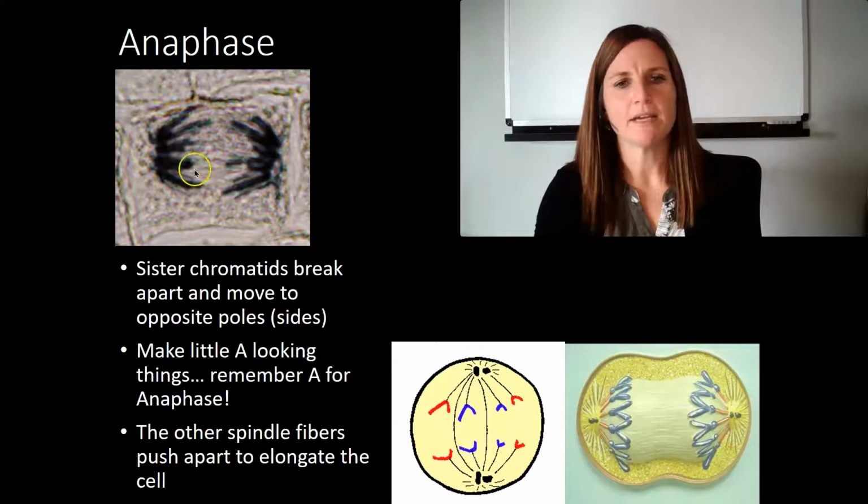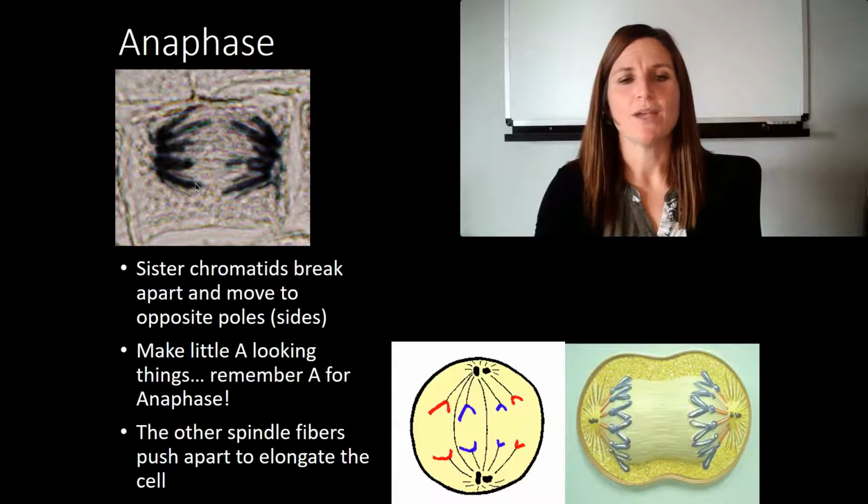So you can see up here, this is in a plant cell. We can recognize again that this is a plant cell because we can see the cell wall, but also because again, we have those kind of big gnarly chromosomes, right? They're not nice and tidy in any way.